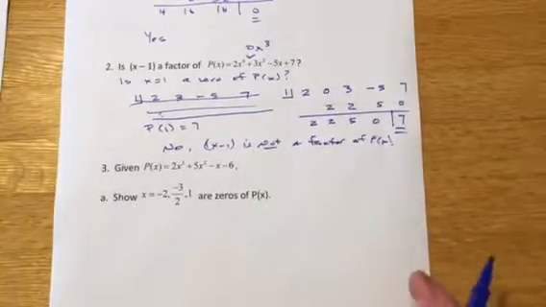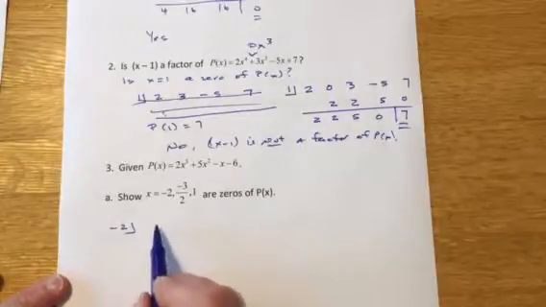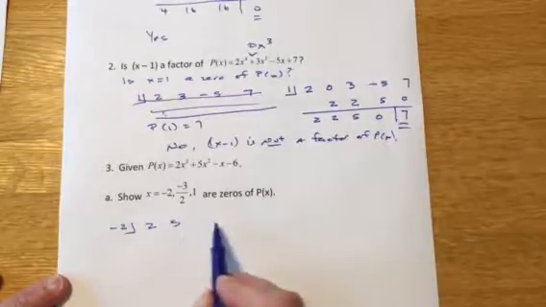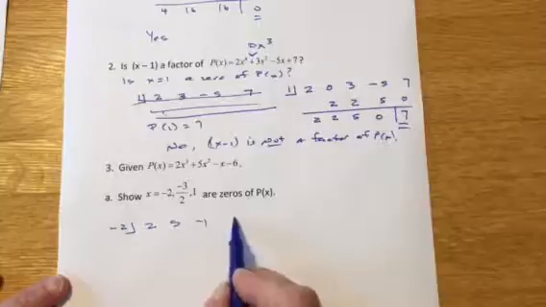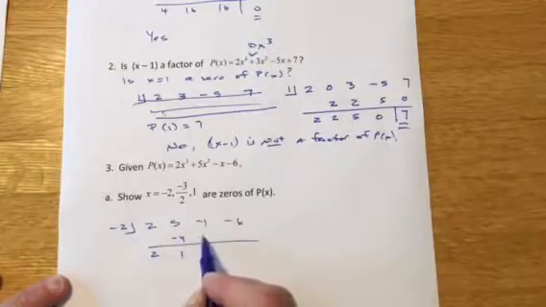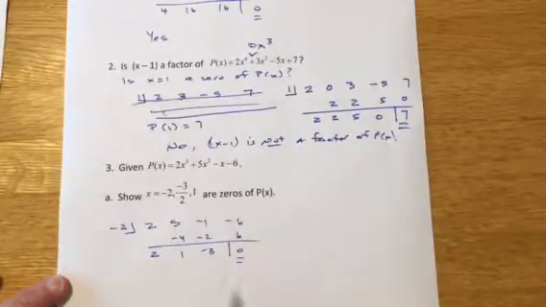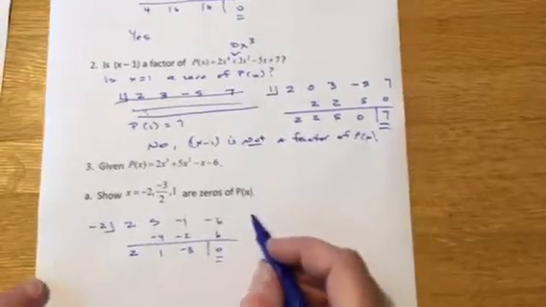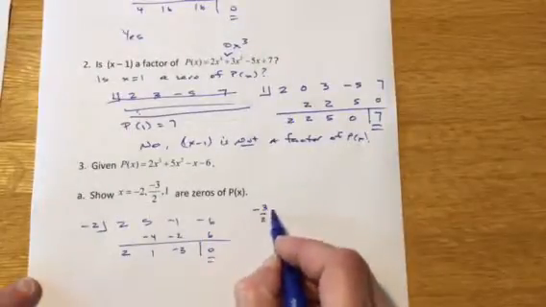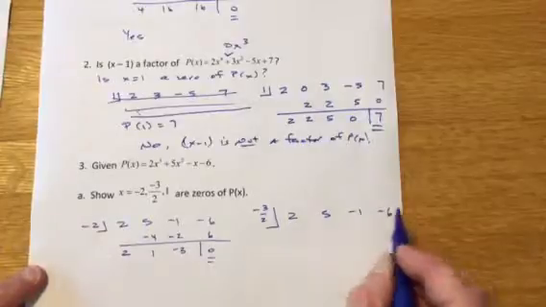All right, and then for this last one, here I'm just saying show they're zeros, so we'll work out the synthetic, and it should in fact turn out to be 0 each time for our remainder. So we have 2x cubed, 5x squared, -1x, -6. You can run through these and make sure that in fact you're getting 0 for remainder each time. We'll check -3/2. Again, we have 2, 5, -1, -6.